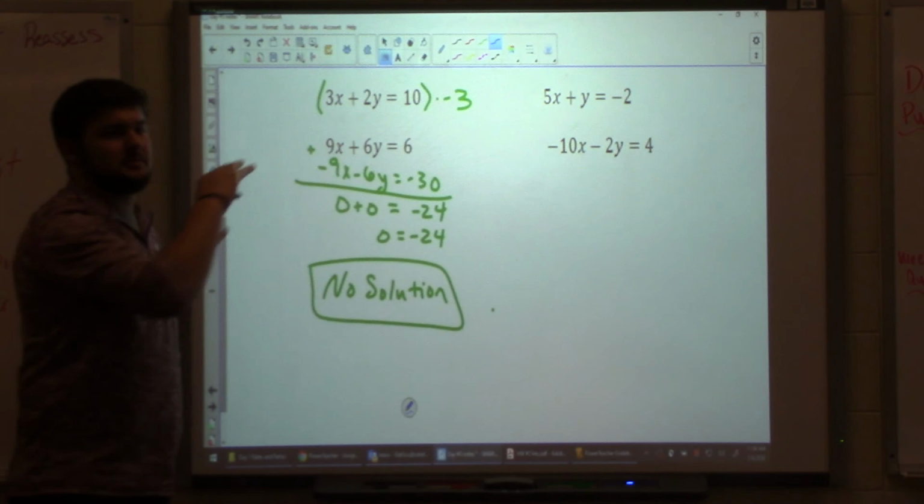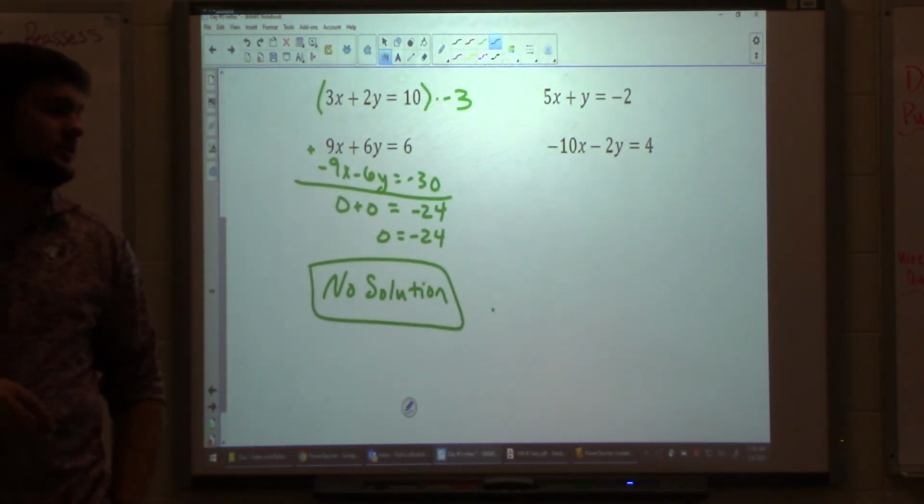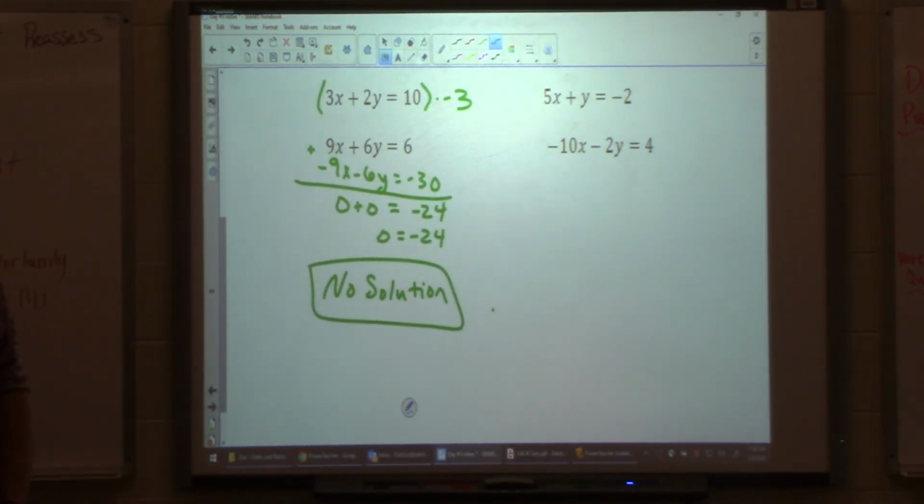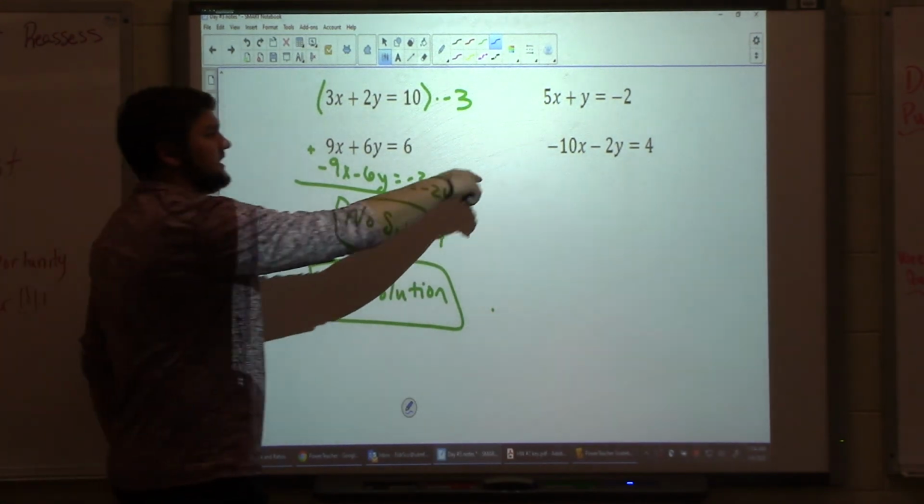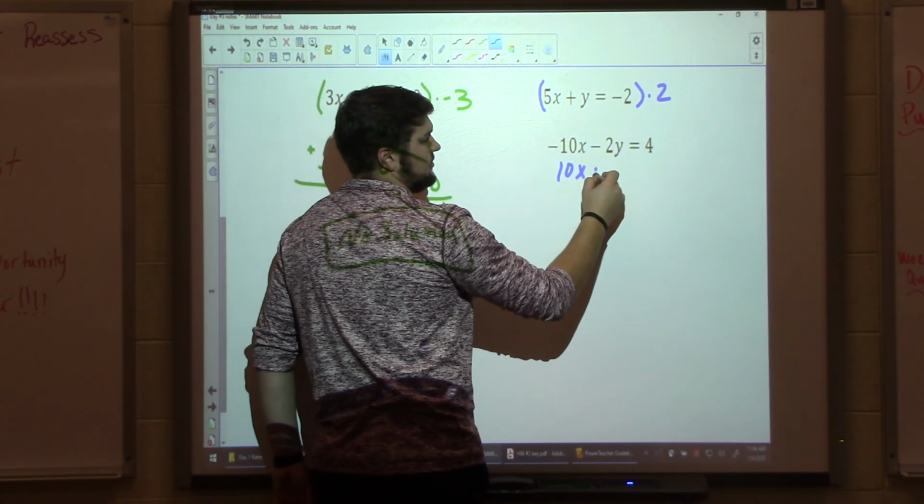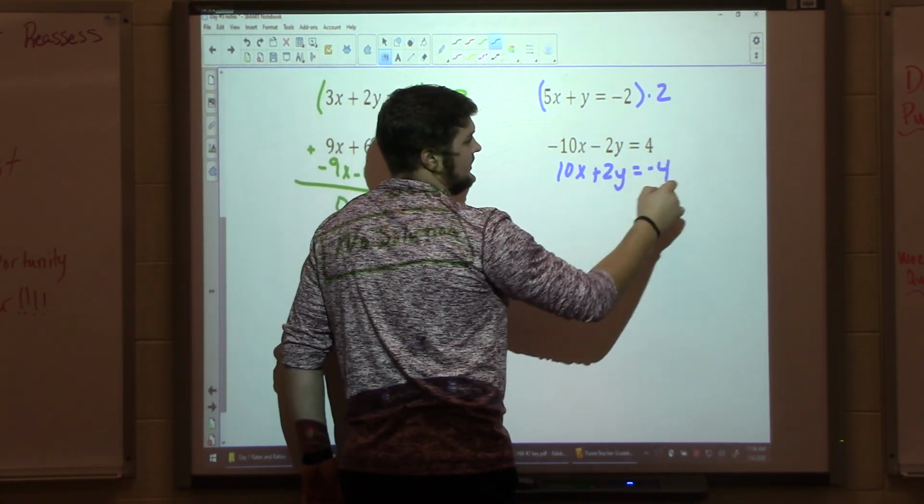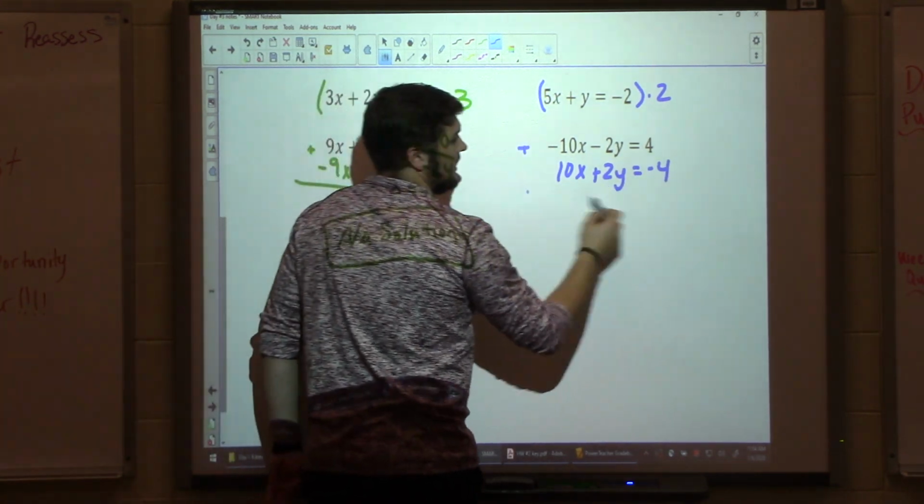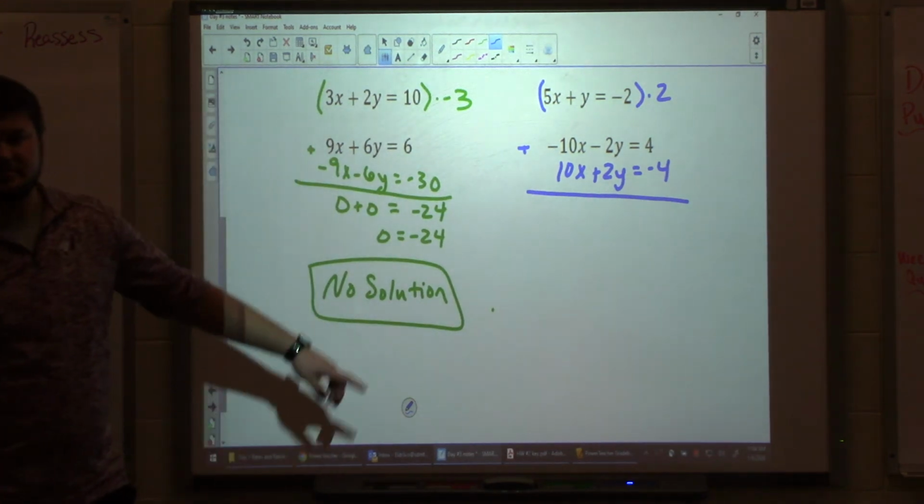Next one's fairly similar. I have 5x plus y equals negative 2. Negative 10x minus 2y equals 4. If I try to get rid of x again, I'm going to multiply the top one by 2. 10x plus 2y equals negative 4. I go to combine them.